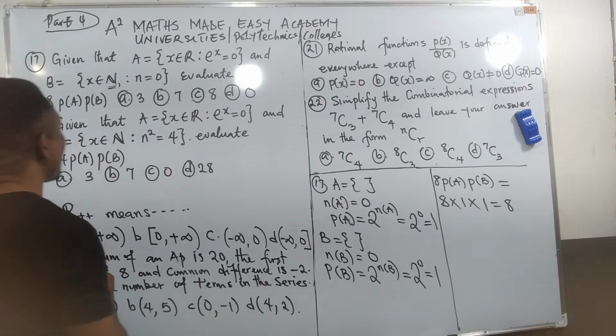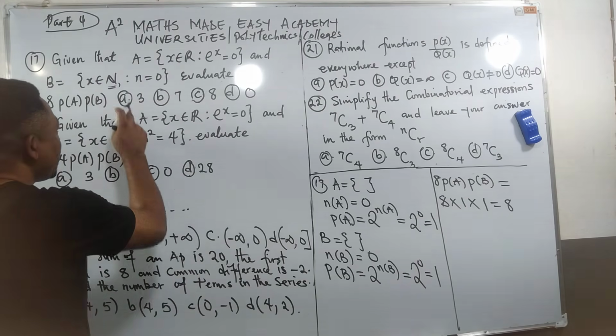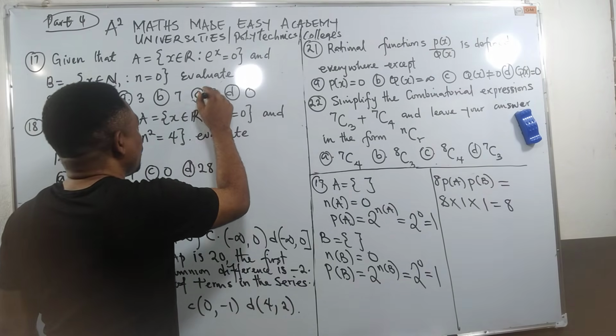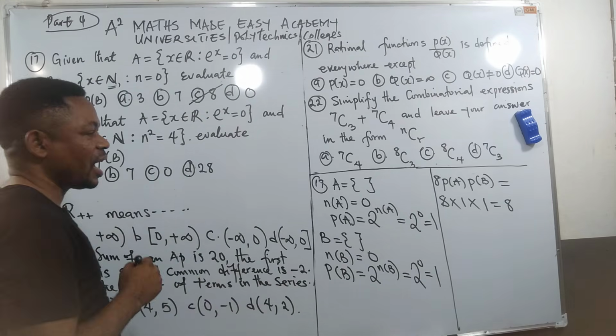Now, do we have the answer in the options? It can be 3, it can be 7, option B. Wow, the answer is option C, which is 8. Are you with me now?